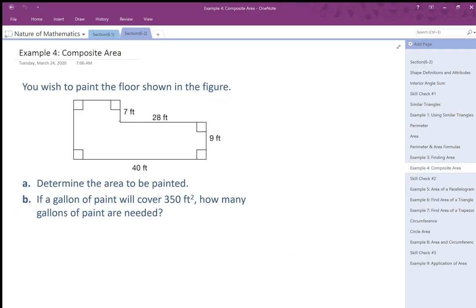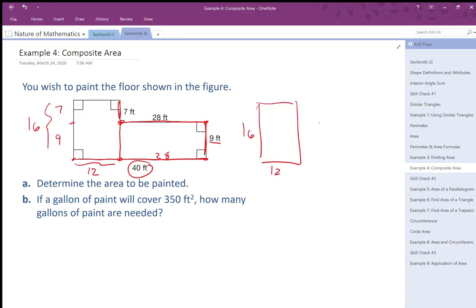Composite area, again, we can divide these shapes up. I see that because from here to here is 28, that means from here to here must be 28, and the leftover of this 40 must be on this part of the figure. So 40 minus 28 gives us 12. And I see that this part of the rectangle here is 9, which means that we have 9, and then this part is 7. So combined, that's 16. I can say that I have a rectangle here that is 16 by 12, and a second rectangle here that is 9 by 28.